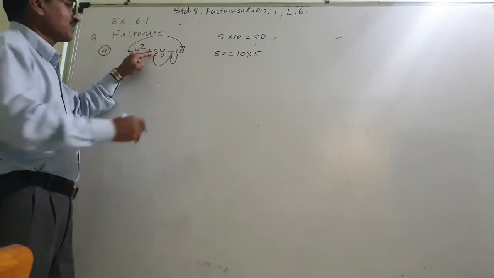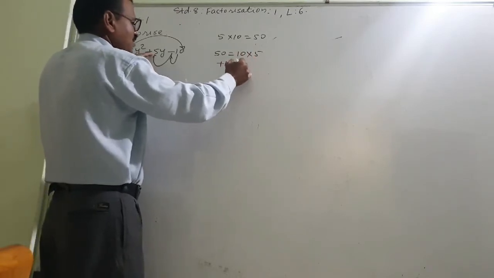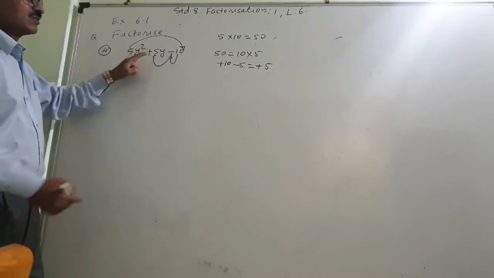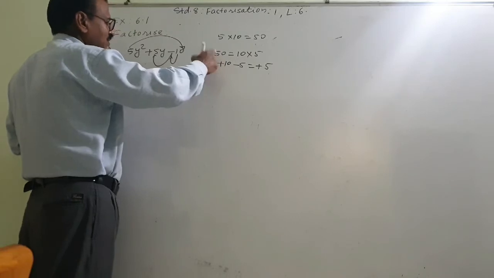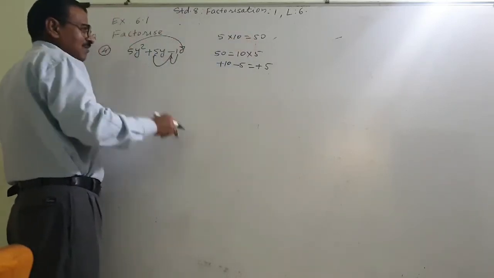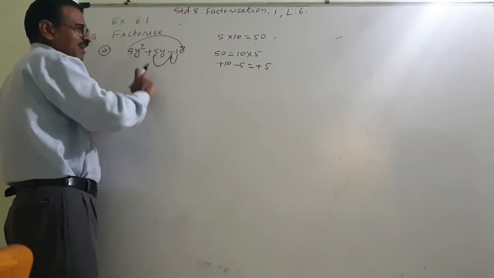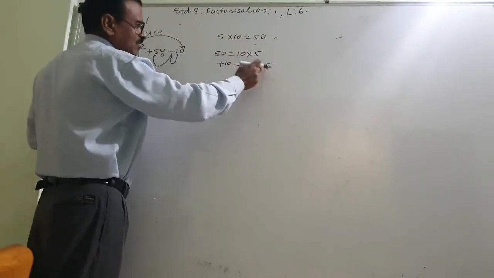So I want plus 5. So this will be plus 10 and this minus 5 is equal to plus 5. This I wanted. So these two factors of 50. First of all, these two I have multiplied and it has become 50. Now I am finding the factors of 50 such that their subtraction is plus 5. So 50 factors 10, 5, plus 10 minus 5, it will be plus 5.